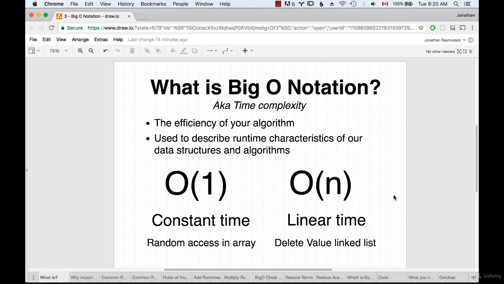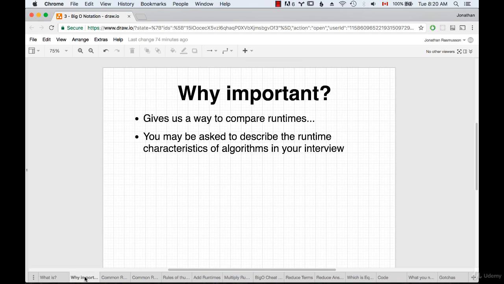So Big O notation is used to describe these runtime characteristics, and it's important to know because when you get into your interview, a very commonly asked question, or something you may be asked to do, is actually describe the runtime characteristic of the algorithm you develop on the whiteboard, on paper, or in code in the interview. So that's why it's really important that we start to get more and more familiar with this language, with this notation, and really understand what it means and how to apply it effectively in your interview.